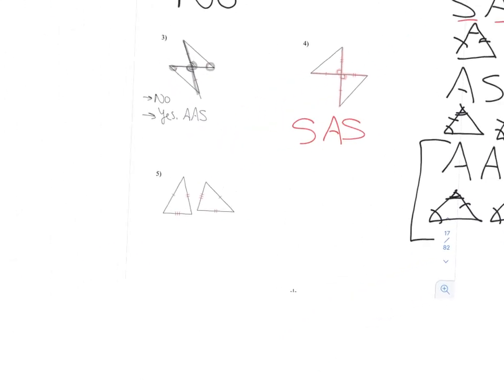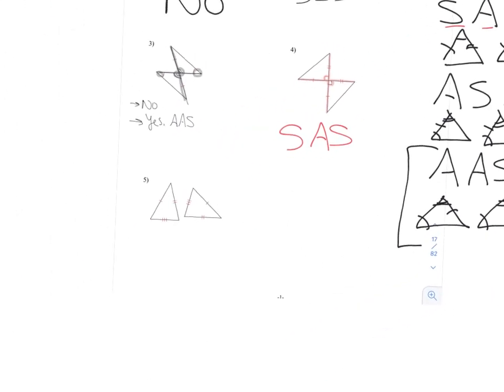All right, and then lastly here, we do have 2 triangles being congruent by side, side, side, because you'll see that we have 3 sets of sides that match up in each of these triangles. So this will be side, side, side.